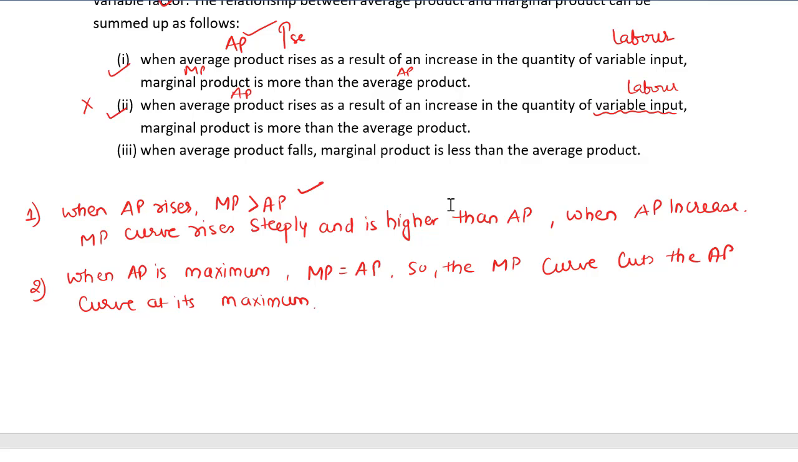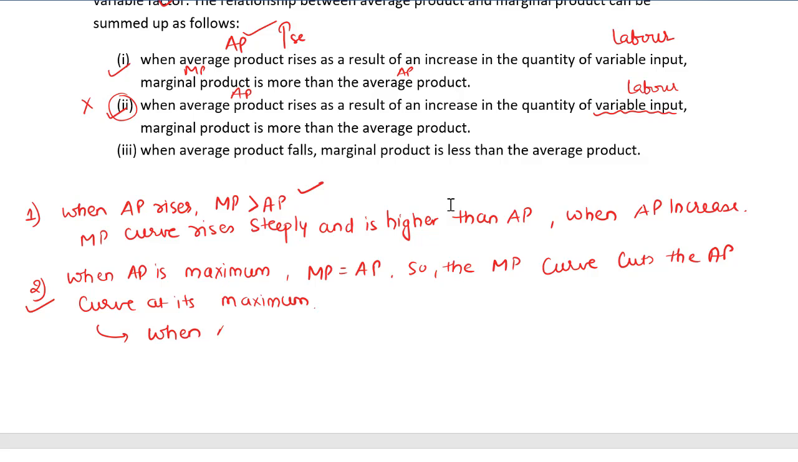I believe it is clear. Just ignore this point number 2. Instead of point number 2, you can write this point over here. I'm writing the explanation of it. Try to understand it well.